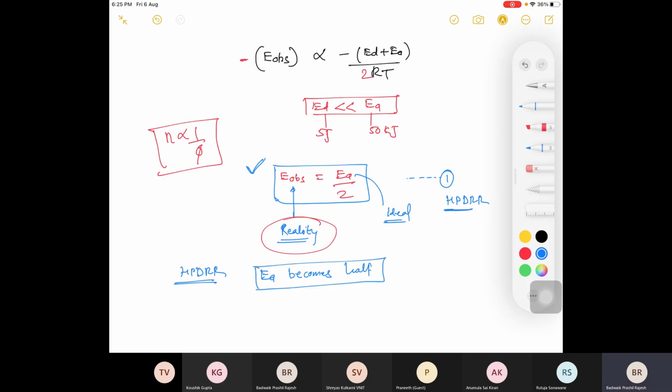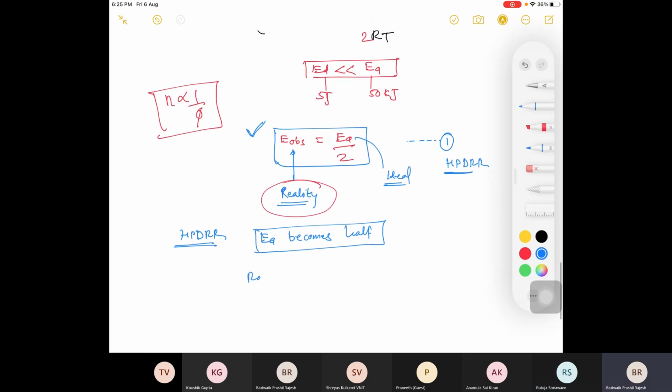Now tell me, if your activation energy is decreased, then what will happen to the rate of reaction? Increase, right? So the rate of reaction will increase. So this is the high pore diffusion resistance regime.